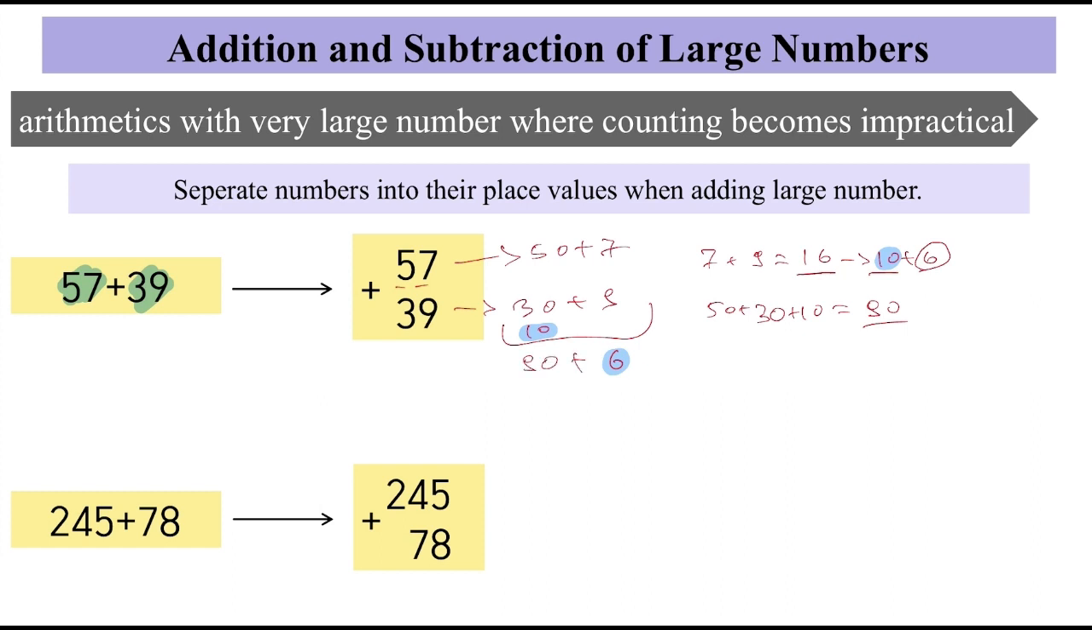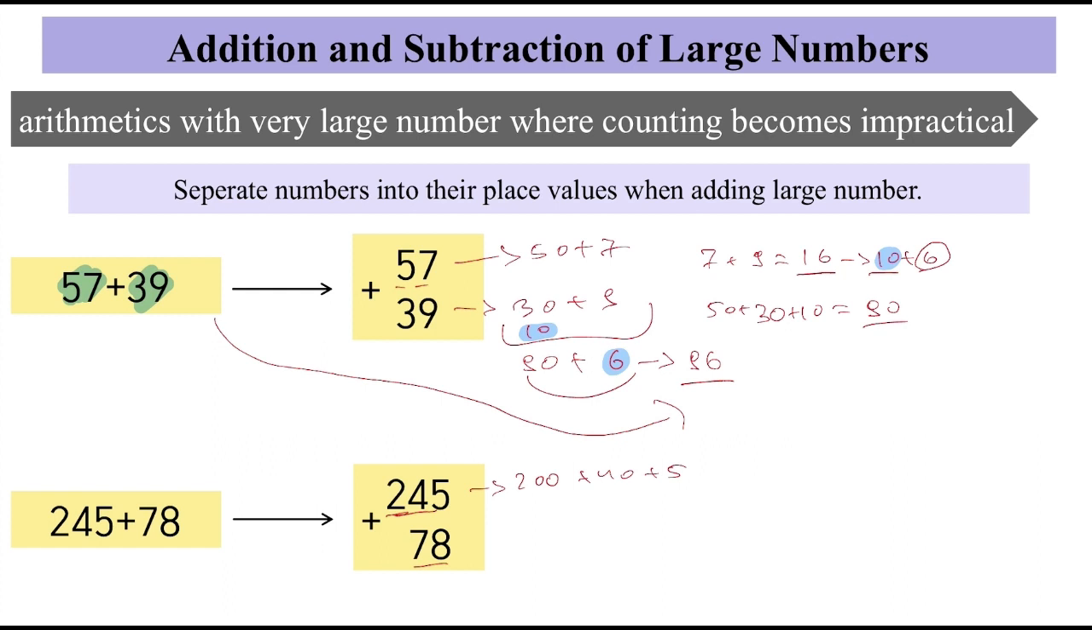Let's add these two numbers. You'll get 69. So the result of this operation is 69. Let's do this example. 245. It has 3 digits. So let's separate it. 200 plus 40 plus 5.